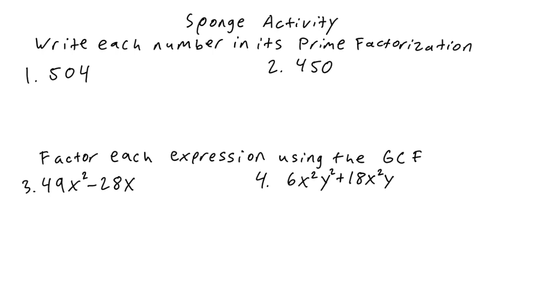All right, now time for the sponge activity. We've got 4 problems here. For the first 2, write each number in its prime factorization. And please put it in exponent form. So we've got 504 and 450, so write them both in their prime factorizations. And then on 3 and 4, factor each expression using the GCF, just like we just did. So on number 3, we've got 49x squared minus 28x, so factor that using the GCF. And on number 4, we have 6x squared y squared plus 18x squared y.